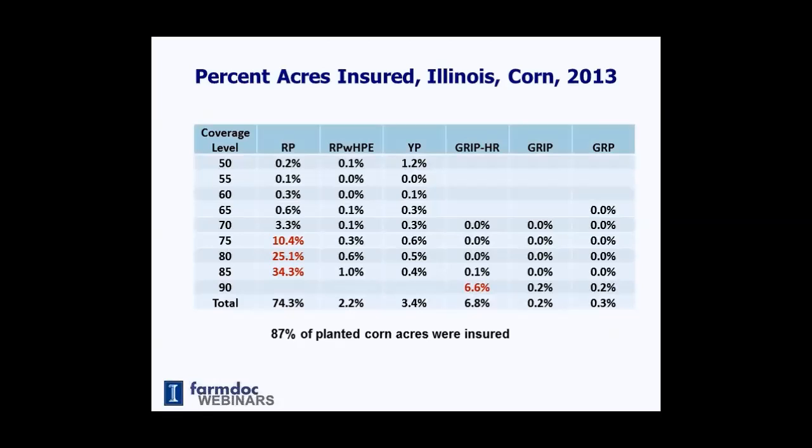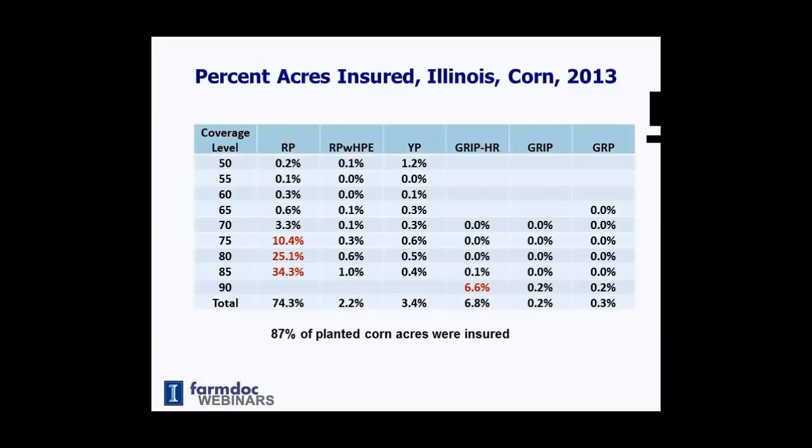So, given that, we're now going to move on into how crop insurance has been used on corn and soybeans. In Illinois, the slide you're looking at here is showing the percent acres insured for corn in 2013. If you look across the top, you'll see the list of the products, plans: RP, RP with harvest price exclusion, YP, GRIP HR, GRIP, and GRP.